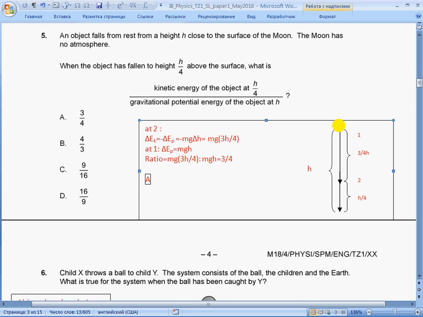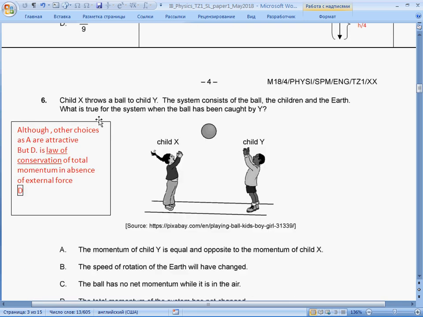Position 1 is at the height h. After falling 3/4, we appear at h/4. Don't be confused: it means that the height changed by 3/4 of h. When the object drops, the kinetic energy change is positive and is equal to minus the potential energy change, minus mg delta h, or mg times 3h/4. At position 1, the potential energy is mgh, so the ratio is obviously 3/4, so the answer is A. Question is over.